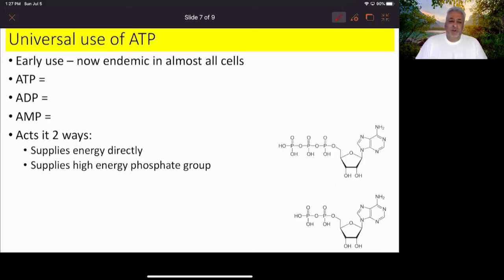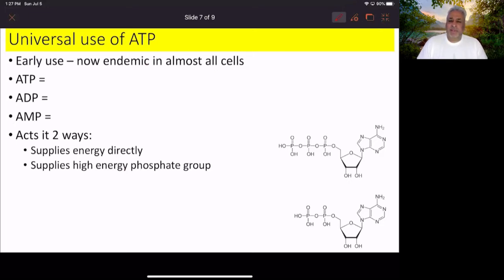So let's look at this universal use of ATP. We believe that ATP, which is a modified nucleotide, and I'll draw that in a second, came into existence as an energy carrier early on in the history of life. Therefore, it's not surprising that the vast majority of cells, if not all cells, use ATP as their primary source of handling energy and moving it around inside their protoplasm.